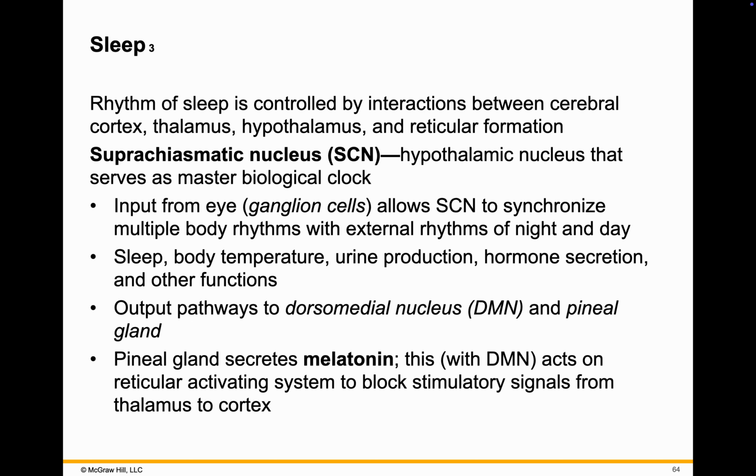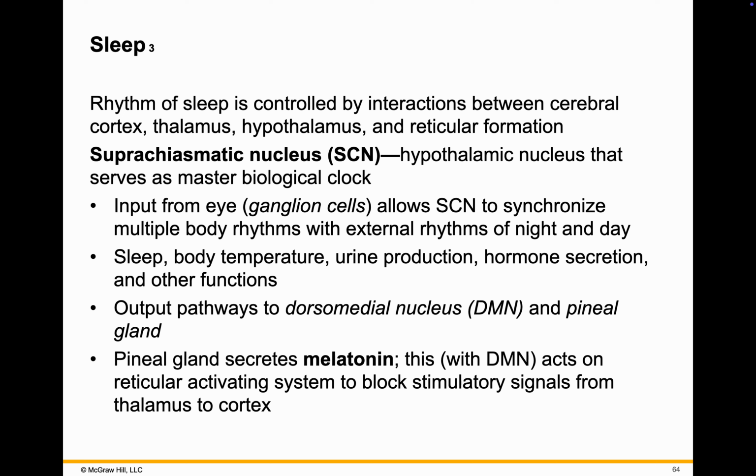It has output pathways to the dorsomedial nucleus and the pineal gland, and that pineal gland secretes melatonin and acts on the reticular activating system to block stimulatory signals from the thalamus to the cortex. Waking is initiated by orexins, which are neuropeptides secreted by the hypothalamus. They stimulate the reticular activating system, which then allows the thalamus to resume sending stimulatory signals to the cortex. Awareness of the environmental stimuli leads to waking up.